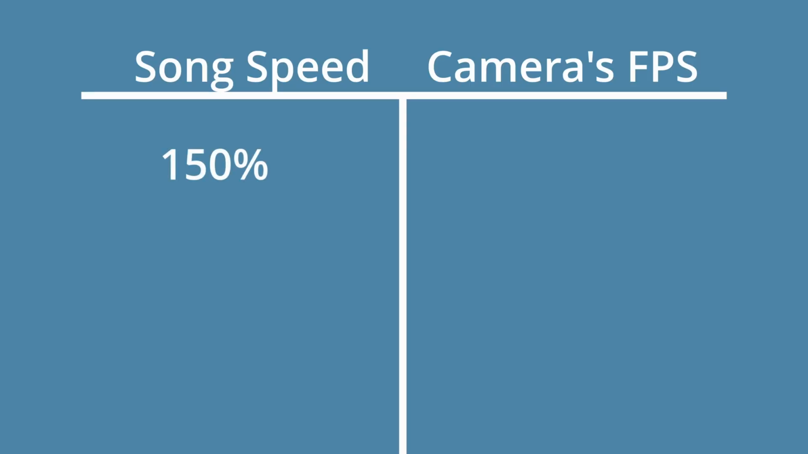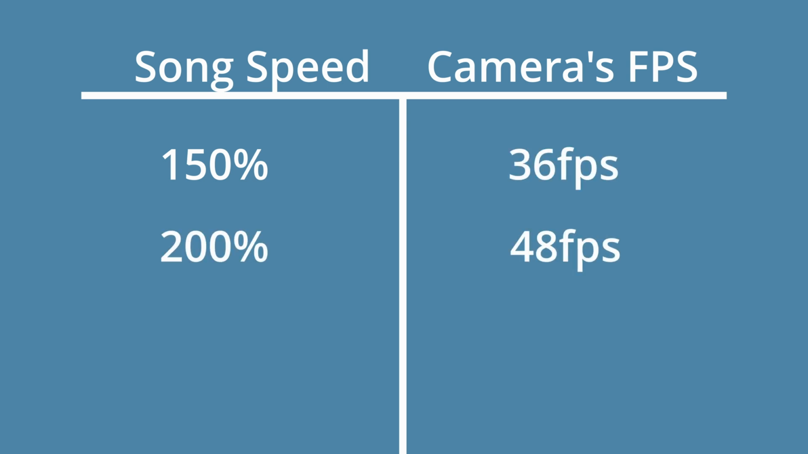I've seen a lot of people do this effect and they shoot with some really weird frame rates. But to keep it simple, I'm gonna give you a graph which I think you should just follow. Don't do these weird frame rates. If you speed the song up to just 150%, then you would need to shoot at 36 frames per second. 200% at 48 frames per second. If you can speed it up even faster to 250%, you would need to shoot at 60 frames per second.